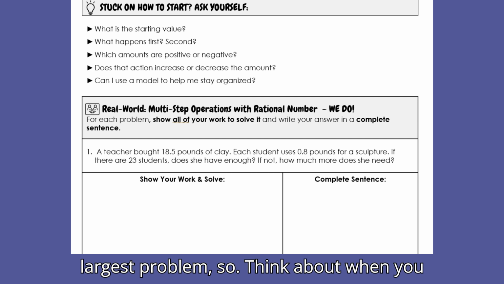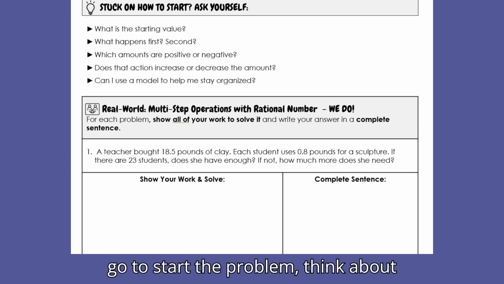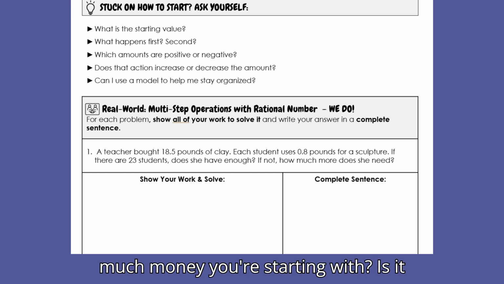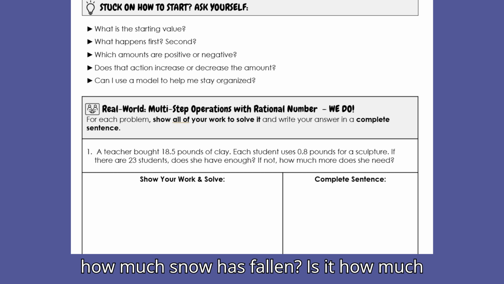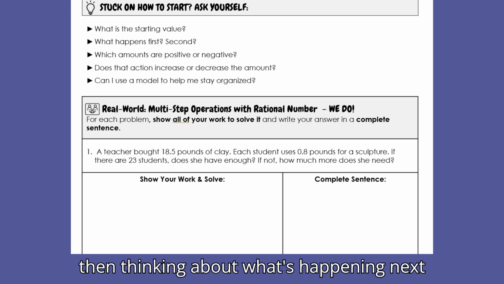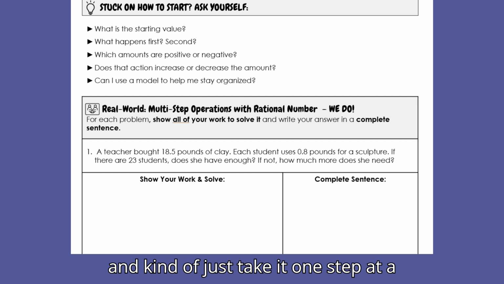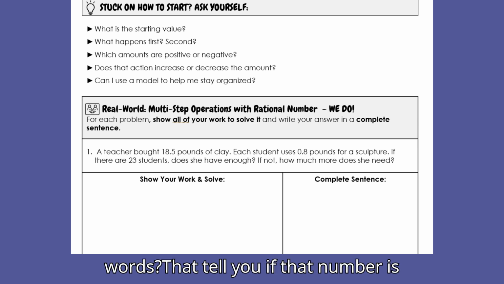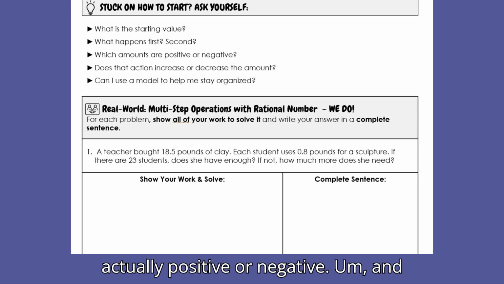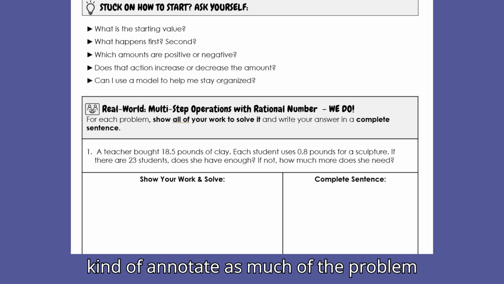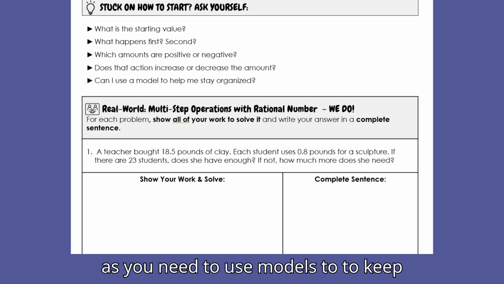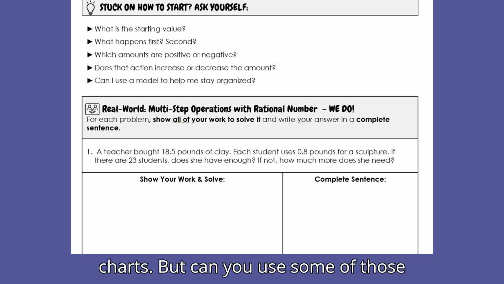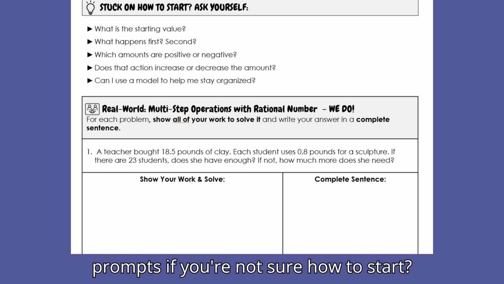So think about where you're starting the problem, meaning what is the starting value? Is it how much money you're starting with? Is it how much snow has fallen? Is it how much you've bought, how much you have? And then think about what's happening next and take it one step at a time, maybe crossing out parts of the story. Think about whether there are words that tell you if that number is positive or negative, and annotate as much of the problem as you need to. Use models to keep it visual, like drawing pictures or charts. But use some of those prompts if you're not sure how to start.